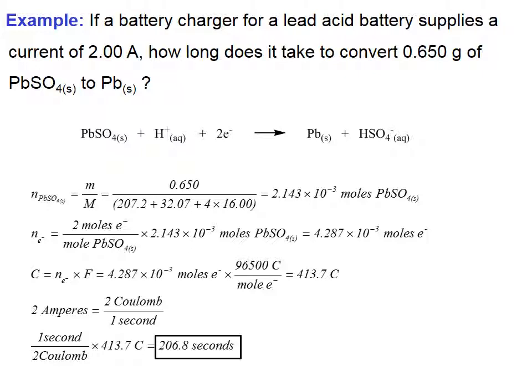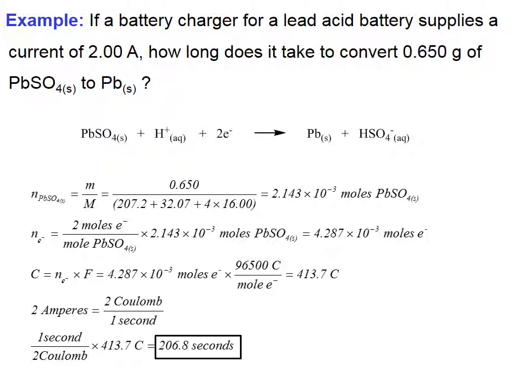And the electrons are being transferred, or charge is being transferred, at a rate of 2 coulombs per second. So if we figure out the number of moles of lead, then we can multiply that by 2. That will give us the number of moles of electrons. Take the number of moles of electrons and multiply that by Faraday's constant. That will give us the amount of charge being transferred. And we can then use our amperes, our current, to determine how long it will take to produce that amount of charge.